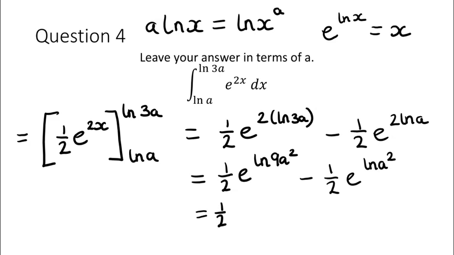Don't forget times by this half, but you just got e to the natural log of whatever is here. It's just going to be what you have, so the 9a squared. And I do the same for the other term as well. So e to the natural log of a squared will just be a squared. And then you just take these away. So a half of 9a squared minus a half a squared will just be 4a squared.